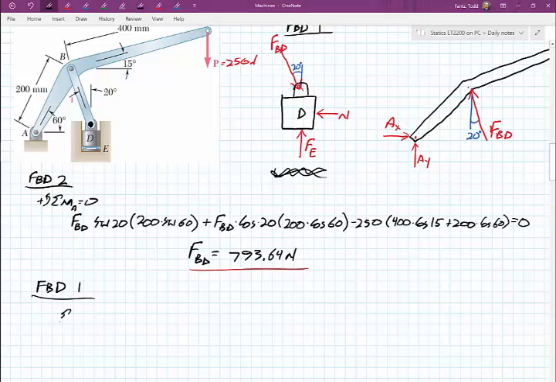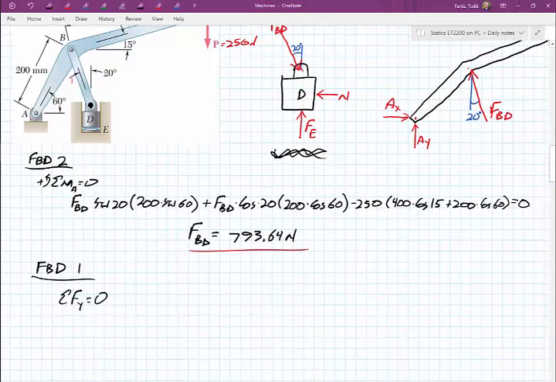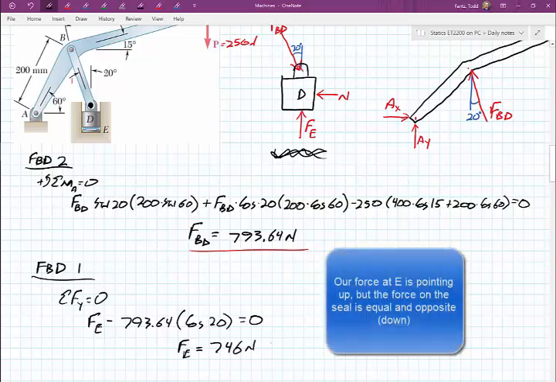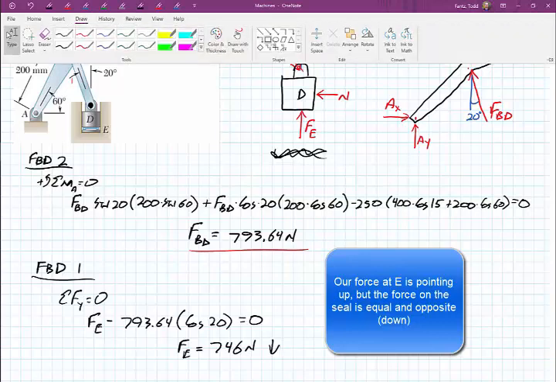I just have to do sum of the forces in the y direction equals 0. So I have this Fe pushing up, which is what I'm looking for, minus this force pushing down, the 793.64 newtons, but I need the vertical component. So I'm going to take the cosine of 20 times that, set it equal to 0, and I can find the force at E on that seal to be 746 newtons. Of course, it's pushing down onto the seal, and that's what it was asking for in part A.